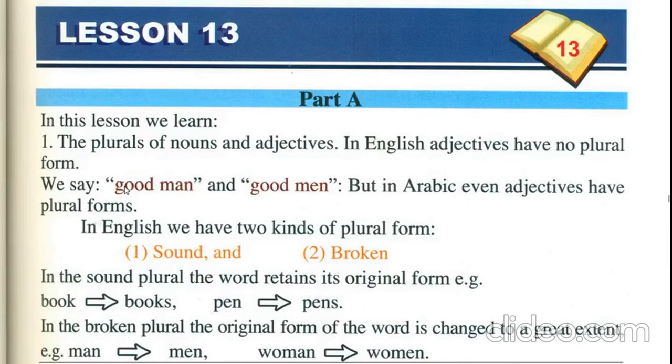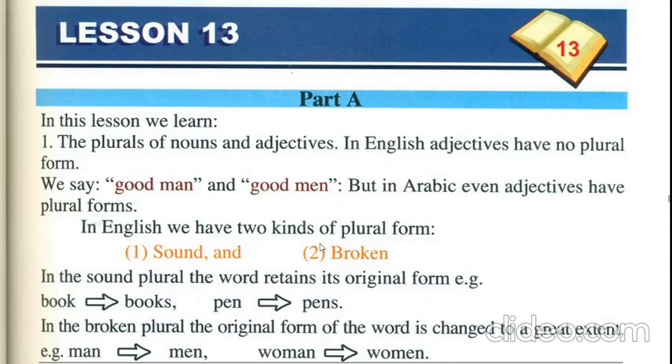So in English you see that whether the noun is singular or whether the noun is plural, in both cases the adjective is singular. Here with men we are using good and with man we are using good again. But in Arabic, the things are different. For Jama Ism, the Naat is also Jama. And for Mufrad Ism, the Naat is also Mufrad.